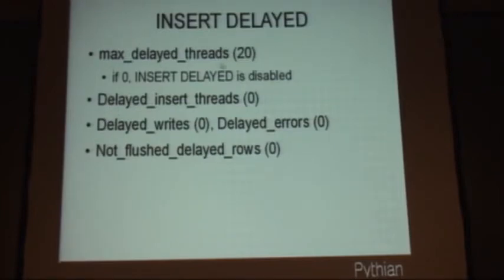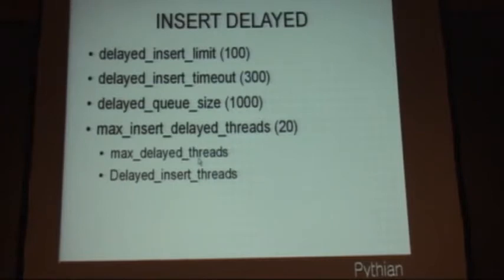So for example, here you have the maximum number of delayed threads as a setting you can set. You can also see how many delayed insert threads are currently running, which is 0. If this were like 19 or 20, you might say, maybe we need to increase the number of delayed insert threads if so many are being used. There were no delayed writes, there were no delayed errors. It could be problematic to have errors in an insert delayed, because the client will send a query and it'll say, okay, I've got it, no problem. But if later on there's an error, then that insert might not have actually gone through, which is a problem. Not flushed delayed rows means how many inserts have been done but are not flushed yet to the disk.